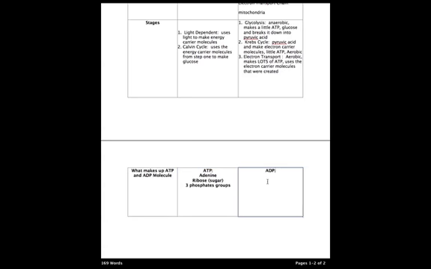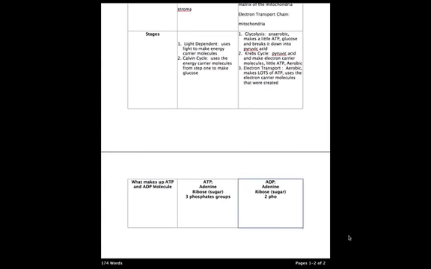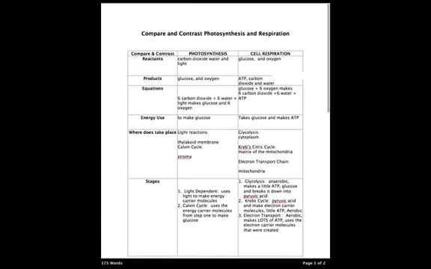Now, this other one, adenosine diphosphate, is made up of adenine. It is made up of ribose, which is sugar. And it is made up of 2 phosphate groups. Okay, versus the 3. Everything on this comparison sheet is really important for you to know, and you're going to need to know it for the test.